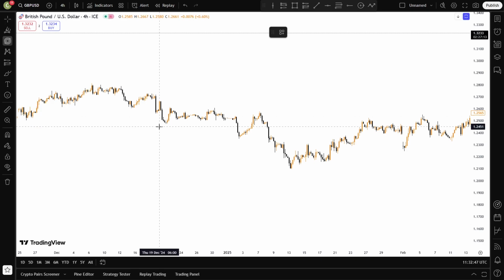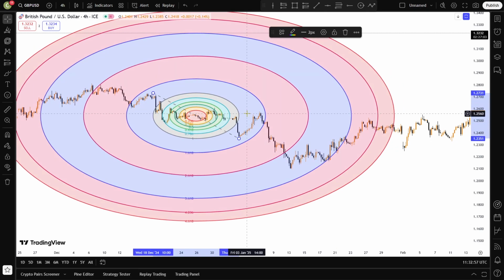Moving on to the next tool, we have the fib circles. The fib circles create a series of expanding circles using Fibonacci ratios, which is good for visual time and price symmetry. As you can see, if I do draw from one point to the other, I do have circles drawn that use the Fibonacci ratios.